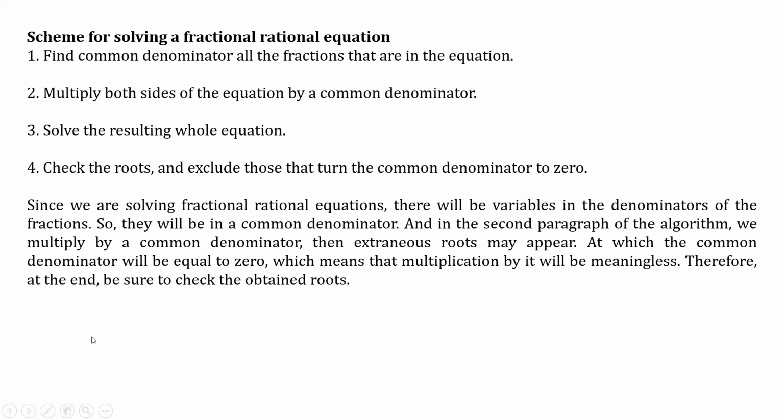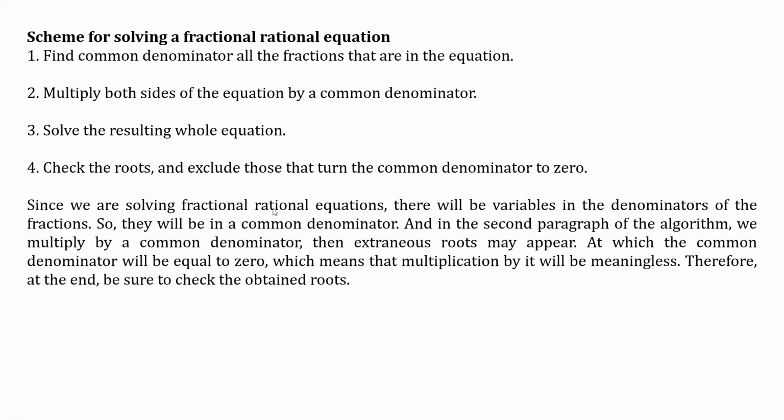So next we consider the algorithm for solving a fractional rational equation. First, find the common denominator of all fractions that are in the equation. Multiply both sides of the equation by the common denominator. Solve the resulting whole equation. Check the roots and exclude those that turn the common denominator to 0.